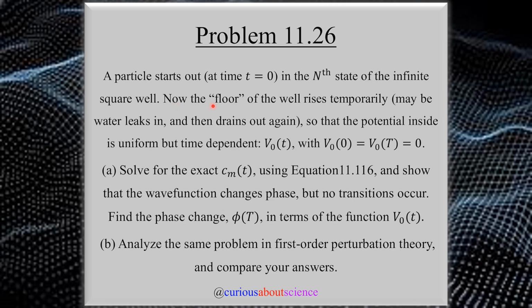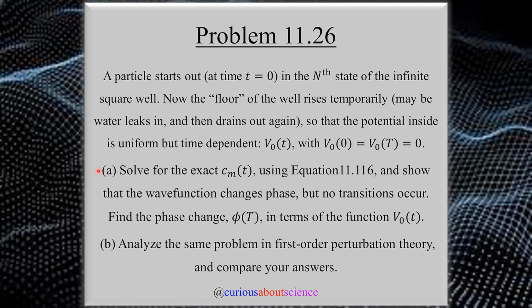Now the floor of the well rises temporarily, maybe water leaks in and then drains out. So sometimes this is called the Schrödinger bathtub as well, so that the potential inside is uniform but time dependent. So V naught of t, with V naught of t at 0 equals V naught of t at the end equals 0. Okay, so instead of rising up, at both the time endpoints it's 0. And then right in the middle, with time being what it is, it rises up.